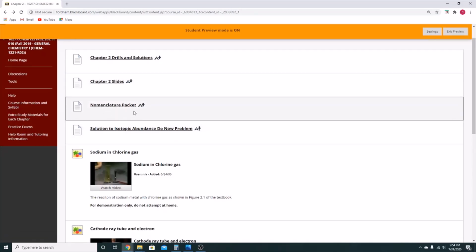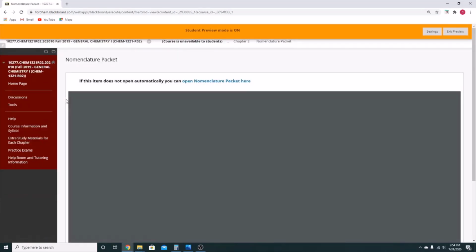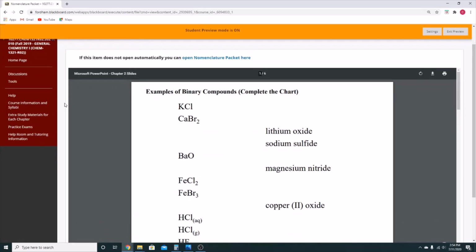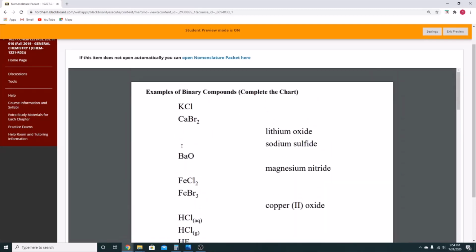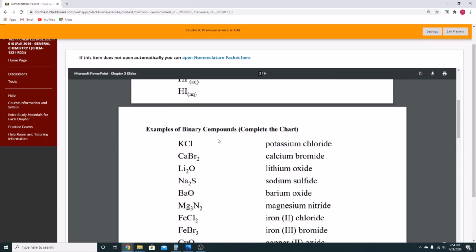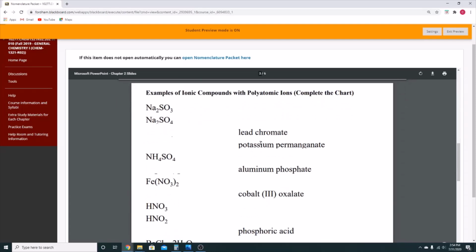The nomenclature packet is something that's going to be really helpful to you. One of the biggest topics in Chapter 2 is nomenclature. This is naming compounds and identifying the molecular or ionic formula of compounds from a systematic name. What this packet basically has is a whole bunch of examples. There are compounds that need to be named, and there are names that need to have compounds written. And then for each of these pages, it has the solutions.